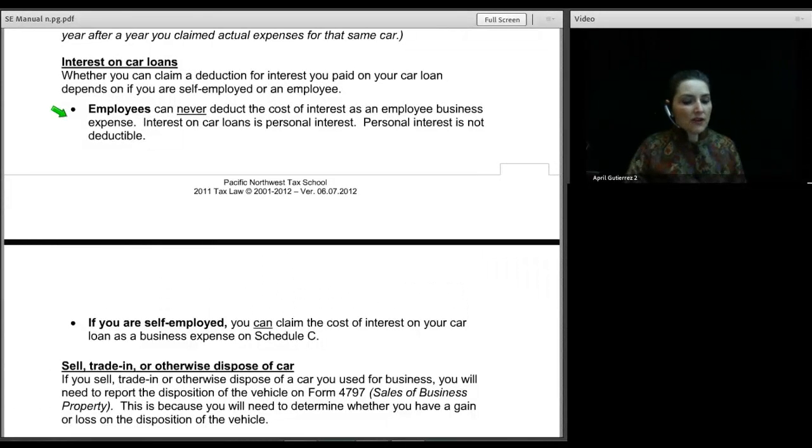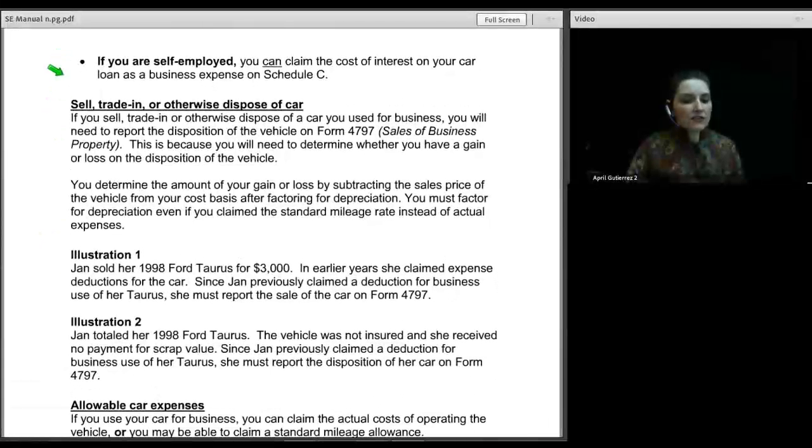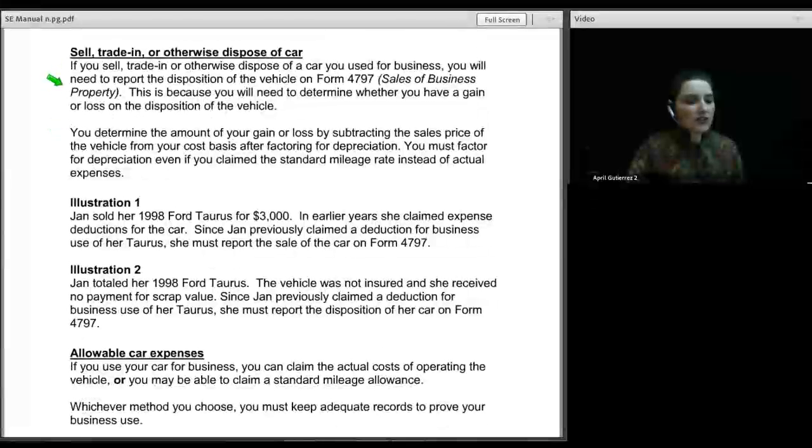But if you are self-employed, you can deduct the cost of interest on your car loan as a business expense on Schedule C. You would enter it on the interest expense line of Schedule C, not on the auto expense line, but it is a deductible expense there, and of course you have to prorate it by the percentage business use. Now if you sell, trade in, or otherwise dispose of your car that you used for business, you do need to report that sale to the IRS on Form 4797.